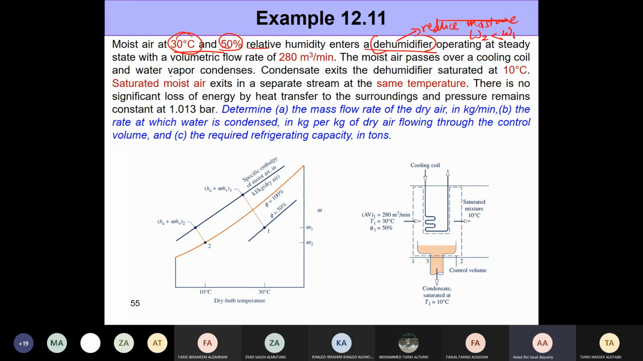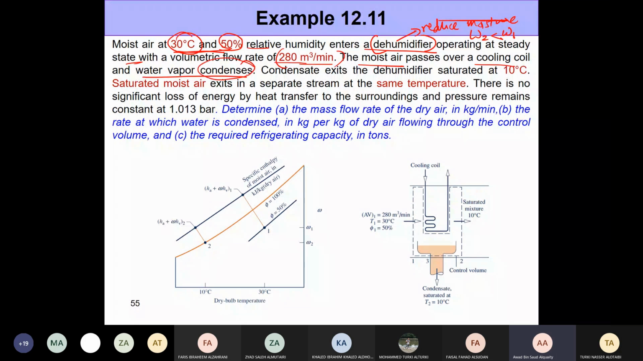All right, so we have moist air at this condition entering a dehumidifier, which is operating at a steady state, and the moisture is entering the dehumidifier with a volumetric flow rate of 280 meter cube per minute. This is the volume at which it's entering. Now, the moist air passes over a cooling coil. That's where the dehumidification happens, and the water vapor condenses.